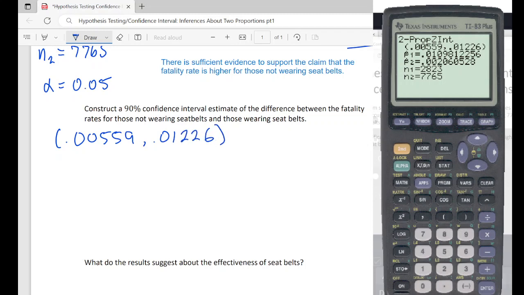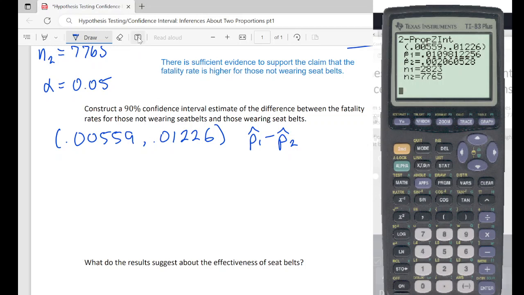And one thing you need to be mindful of is when we get this confidence interval, it's the p-hat1 value minus the p-hat2 value. So the first proportion minus the second proportion. And the only way for these values to all be positive, because they are all positive right here, is for the first value to be greater than the second value. And since the first value is greater than the second value, we get only positive numbers, which means that the proportion of people dying without a seatbelt should be higher. So that's what it shows right here.